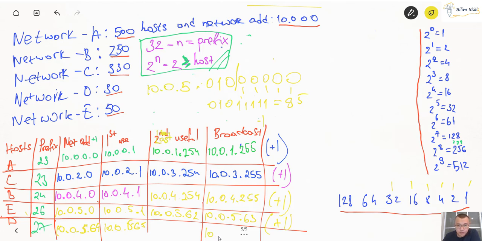So broadcast is going to be 10.0.5.95, and the last usable is going to be 94. Okay, now you have learned how to work with the host numbers, prefix numbers, and how to find the network address, first useful, last useful, and broadcast address.